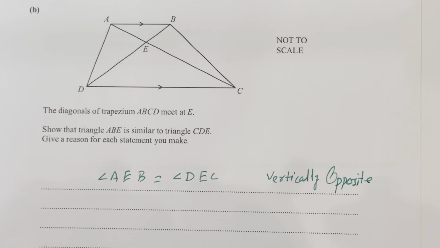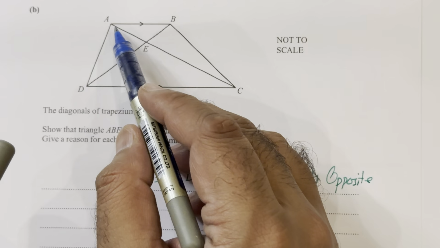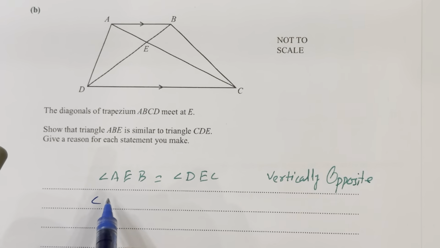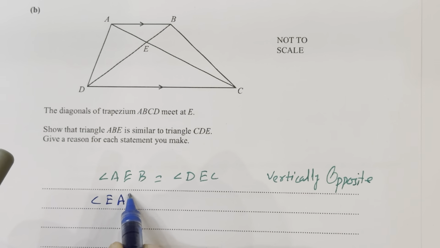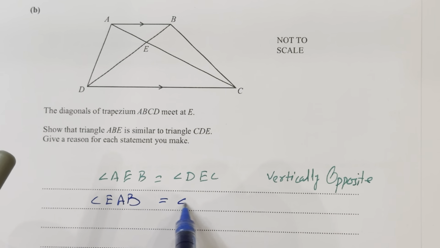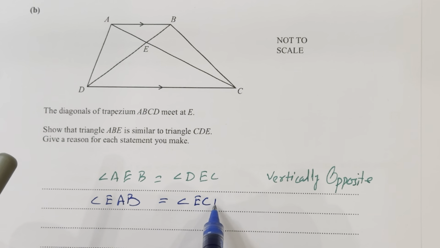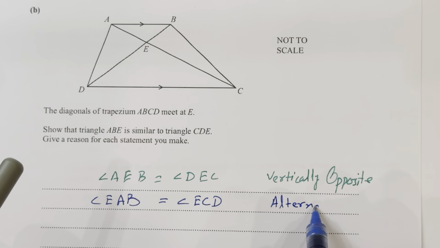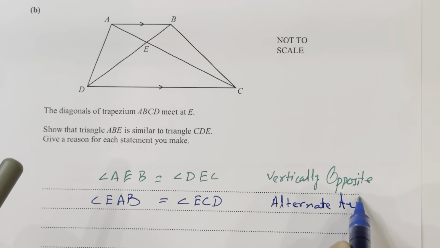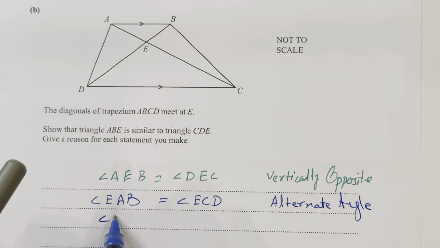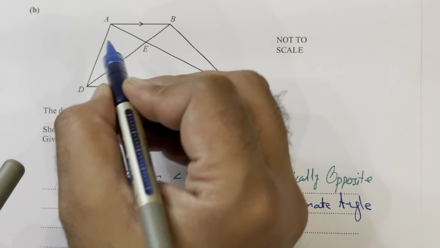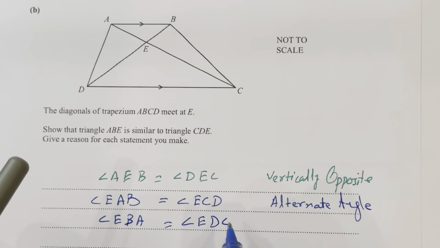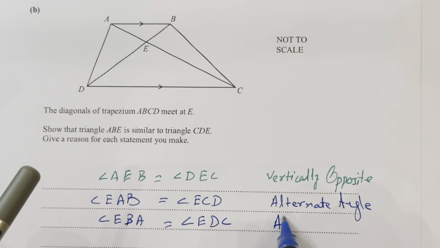Now we can see that angle EAB is equal to angle ECD, and the reason is alternate angles. Similarly, angle EBA is equal to angle EDC. Again, alternate angles.